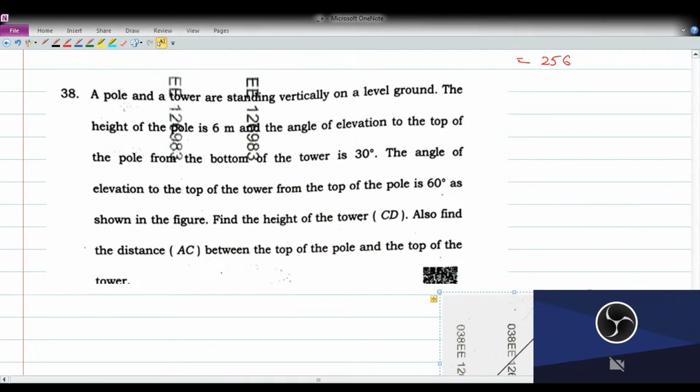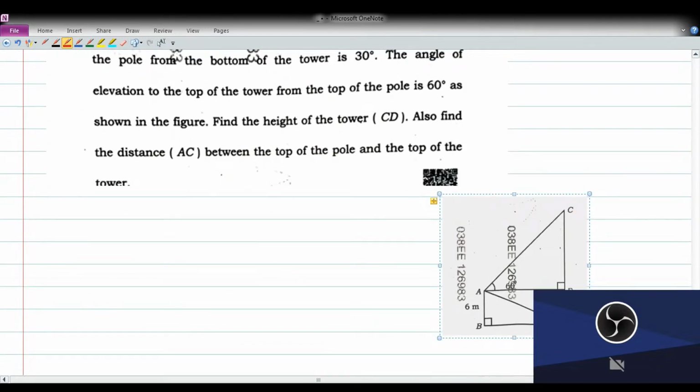Pole height 16 is given. Sorry, not 16, it is 6. And the angle of elevation of the top of the pole from the bottom of the tower is 30 degree. It is given here. And the angle of elevation of the top of the tower from the top of the pole is 60 degree, as shown in the figure.